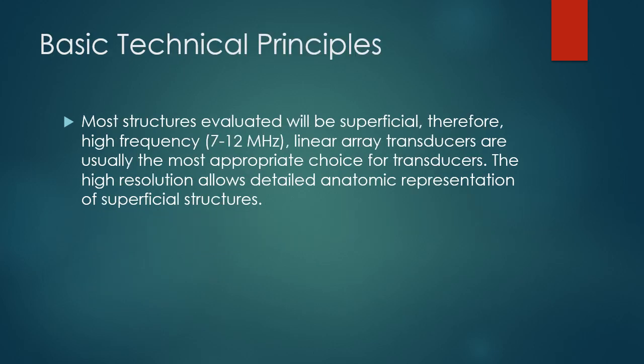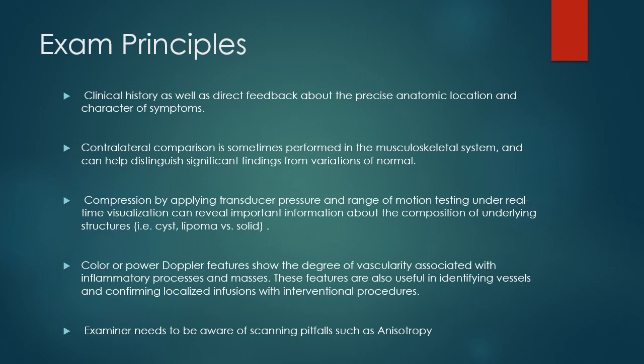So basically, we use the superficial high-frequency probe, usually from 7 to 12 megahertz. This probe gives us a very high resolution to get detailed information about the fine anatomical structures of the examined joints. Some important points that we must put in mind during the examination is that clinical history is very important to detect the normal anatomical location of symptoms and pain.